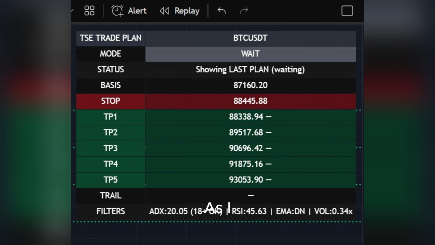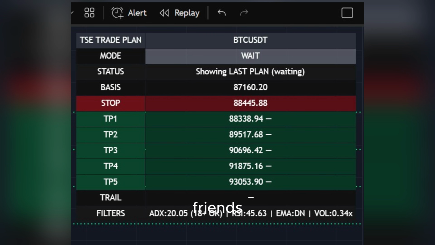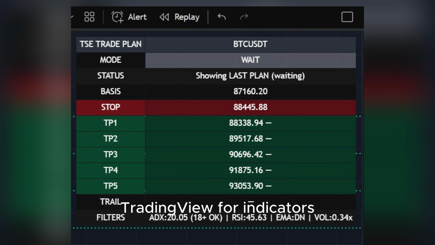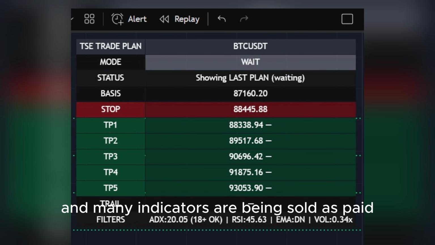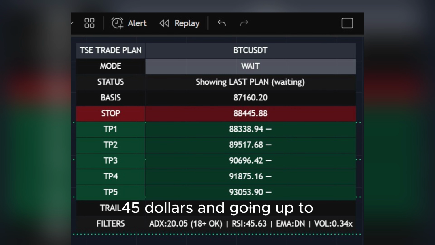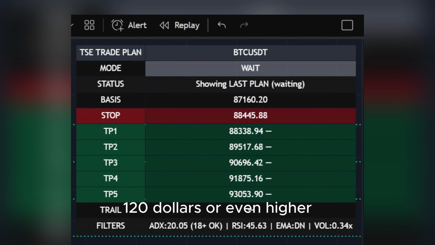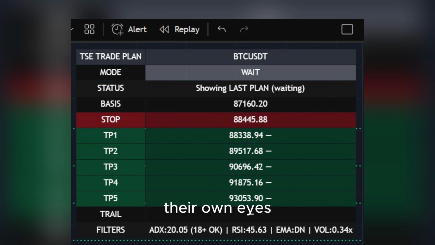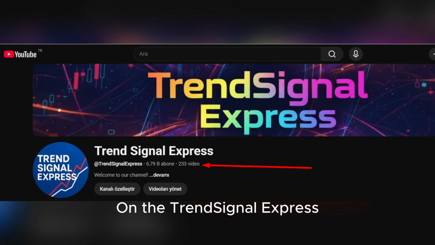As I already explained in the previous video, friends, a store system has now been opened on TradingView for indicators, and many indicators are being sold as paid monthly subscriptions, with prices starting from $45 and going up to $120 or even higher. Anyone who wants can enter TradingView and check this with their own eyes. However, the ones I share on the Trend Signal Express YouTube channel, I share with you completely free of charge: many professional indicators that are entirely my own, personally coded by me, and unknown to most people.